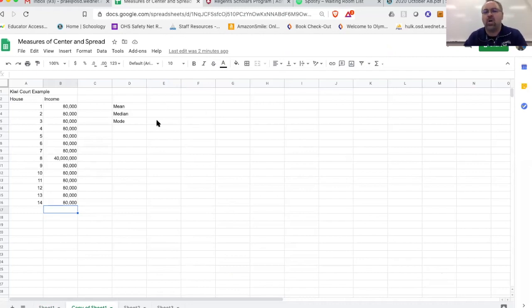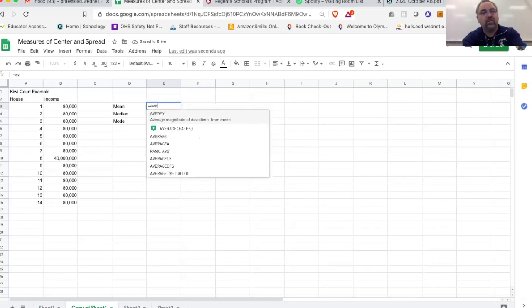Let's just start at the bottom. What's the mode for this data set? Yeah, it's still 80,000, right? There's 13 80,000s and 40 million, so that's 80,000. What's the median? Well, if we line them all up in order and average the middle two, we're still going to get $80,000. Okay, but what's the mean now?